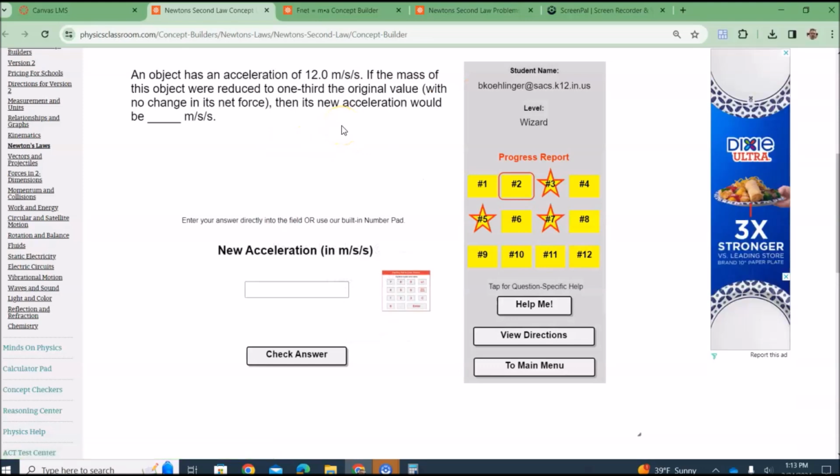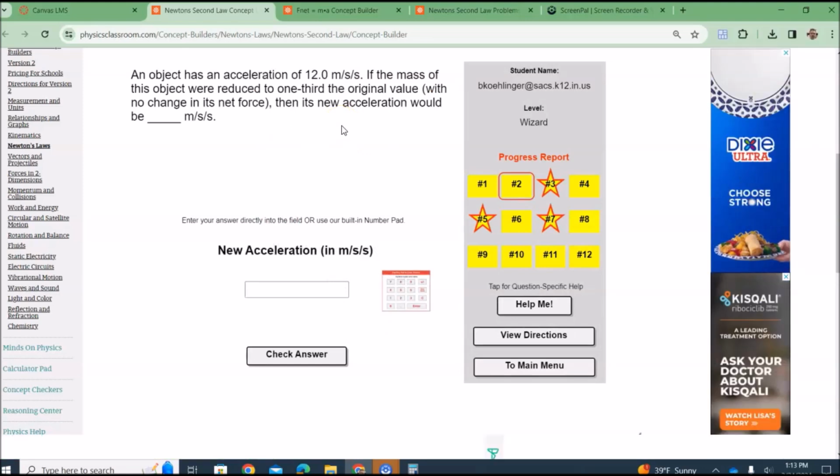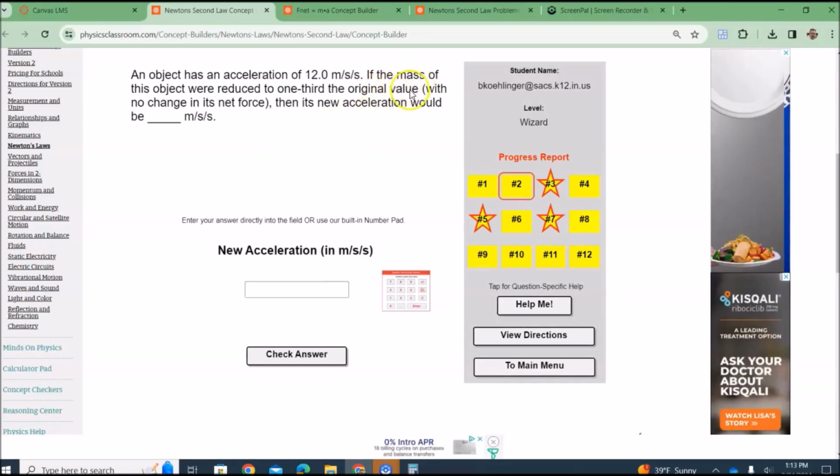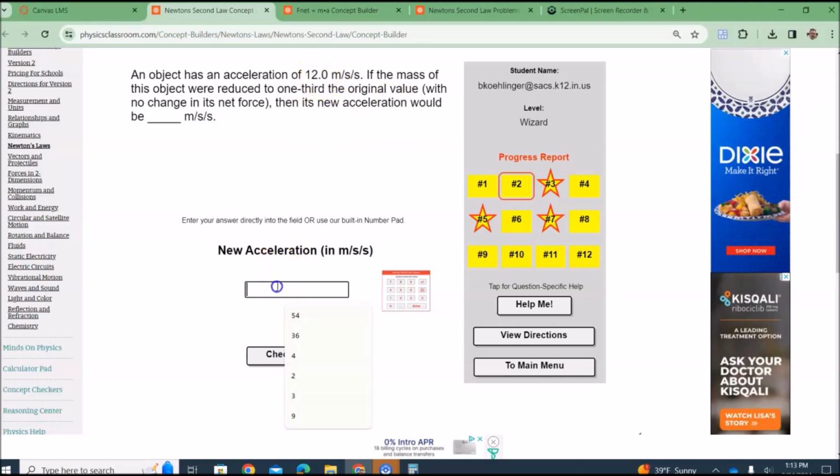For this one, we have the mass again, so we have to be careful we're reading what it says. It says the mass is reduced to 1/3. Well, it's an inverse relationship between the acceleration and mass. If the mass gets smaller, then the acceleration gets bigger by that factor. So it gets bigger by a factor of 3. So 12 times 3 is 36.